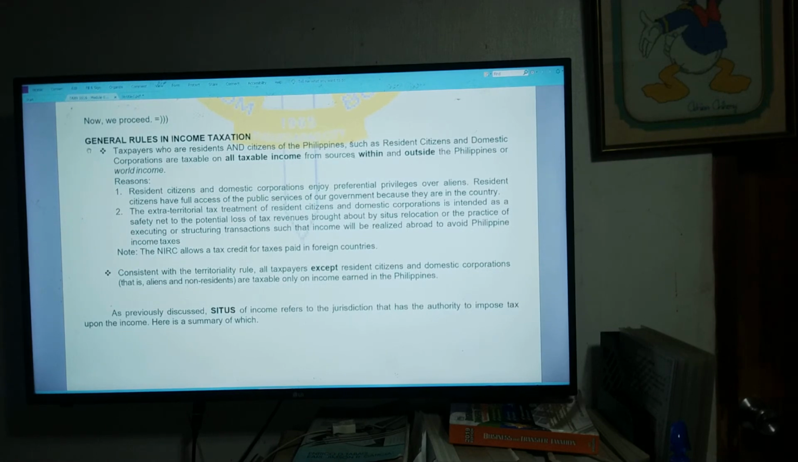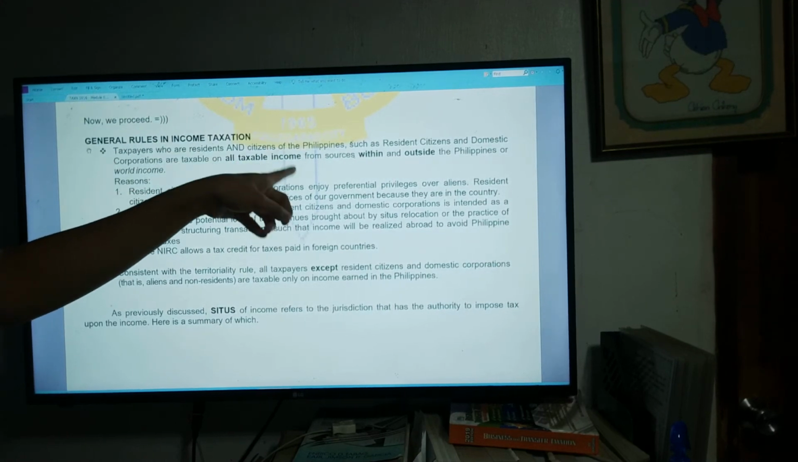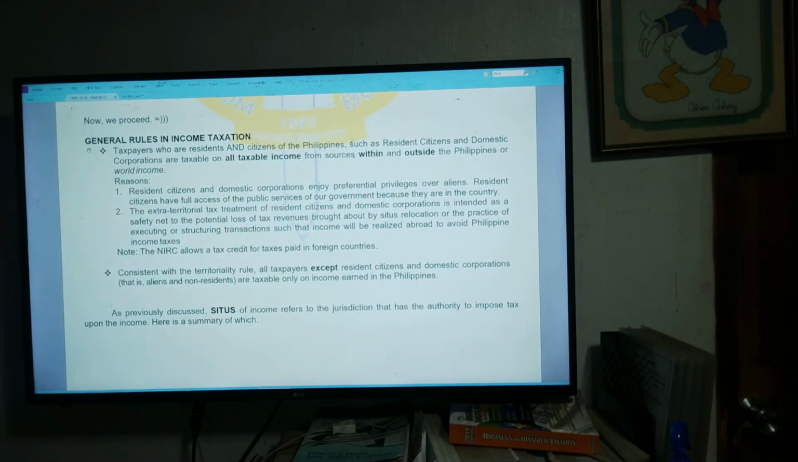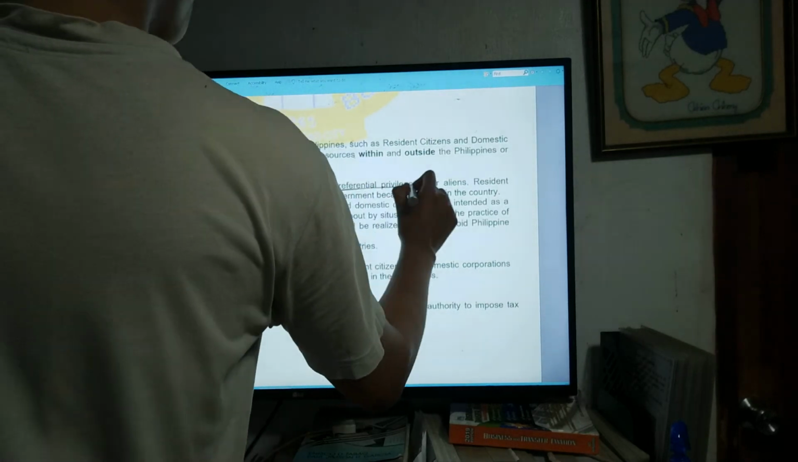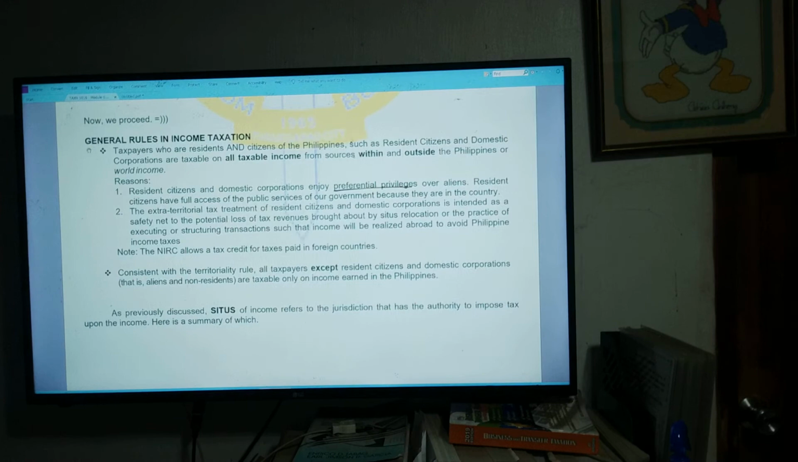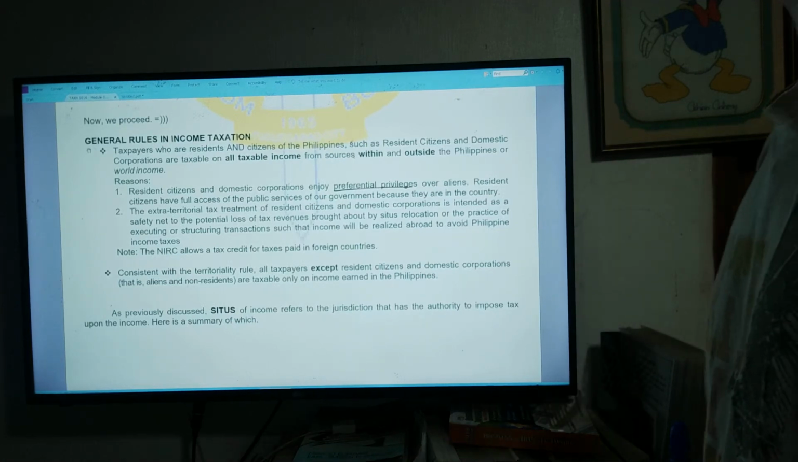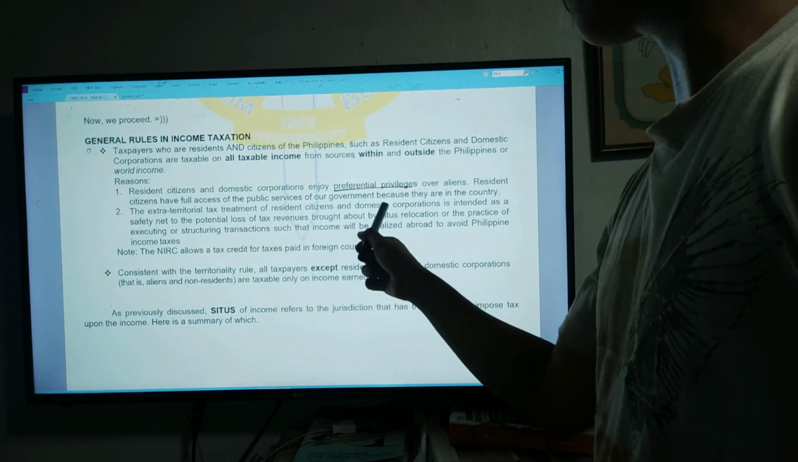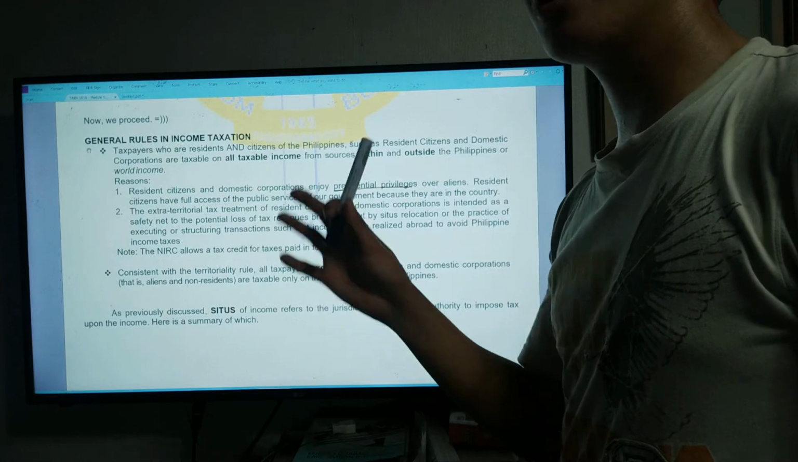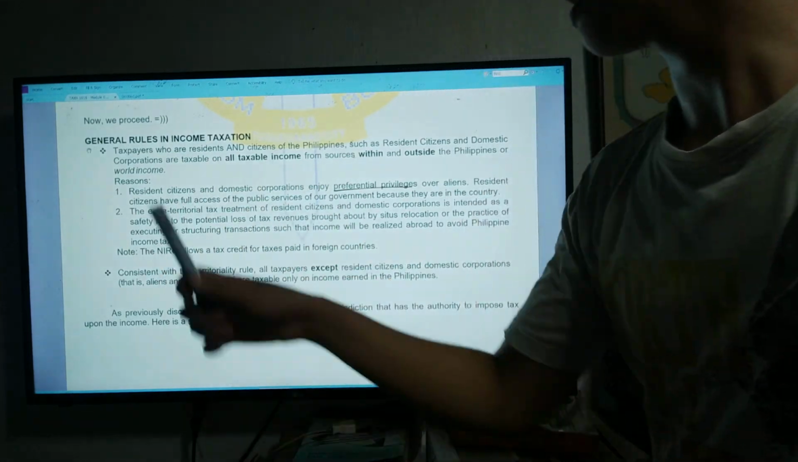Ano ho yun? Ang reason natin as to why we tax resident citizens on all taxable income from sources within and outside is, number one, resident citizens enjoy preferential privileges. Why? Kasi dito sila nakatira, nasa Pilipinas sila. They receive more benefits than those na nasa ibang bansa. Kasi they have full access to public services and government services because they are both residents and citizens of the country.